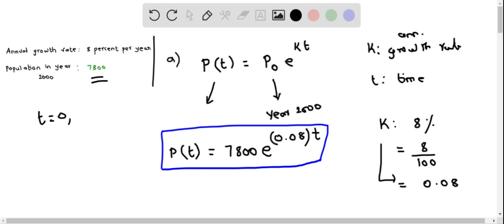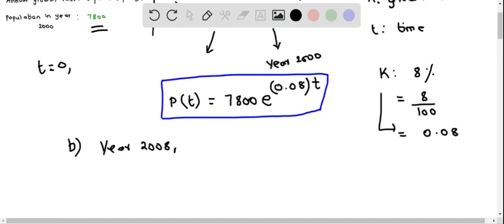Let's answer part B. So here we have to determine the population in the year 2008. For this, we can use the population model that we found in part A. So it's basically t equal to 8 years, because 2000 is represented by t equal to 0, and 2008 is represented as t equal to 8 years. So we have to plug in t equal to 8 into this model and determine the population in the year 2008.